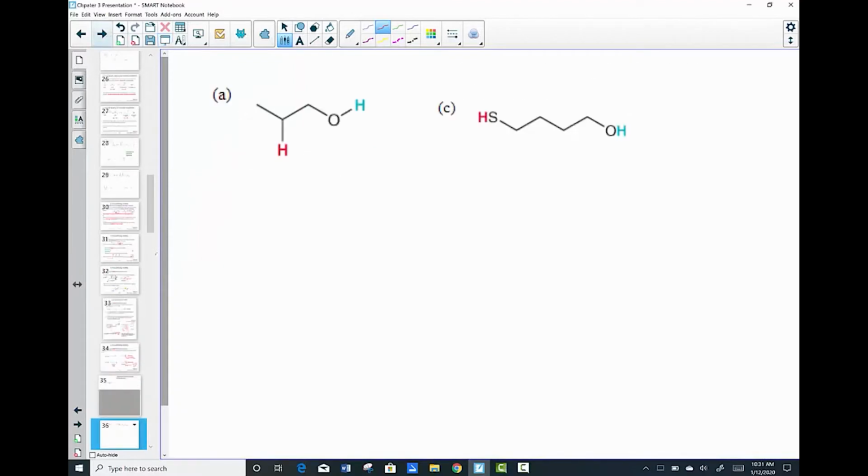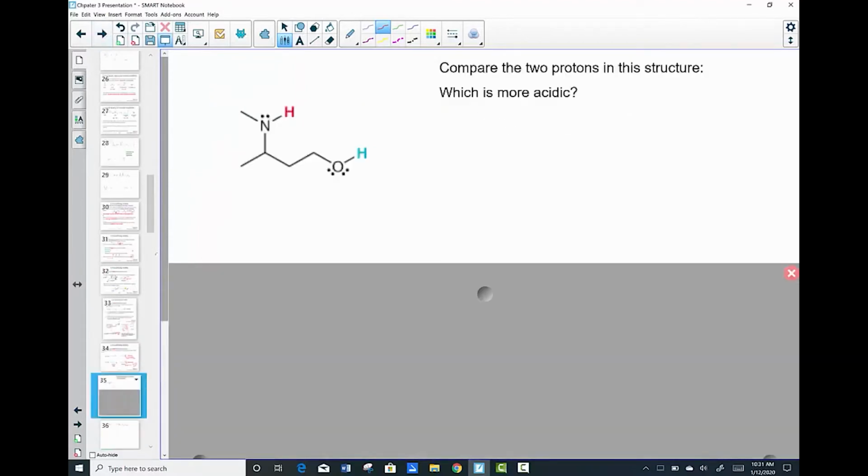So let's take a look at some practice problems I just pulled from your homework. We're going to compare two protons in this structure. And remember, we have a series of things to consider. The atom. Does it exhibit resonance? Is there an inductive effect? And what about the orbital? But so far, I've only covered one of those four criteria, so that's going to be our focus.